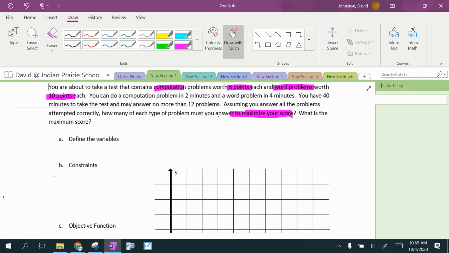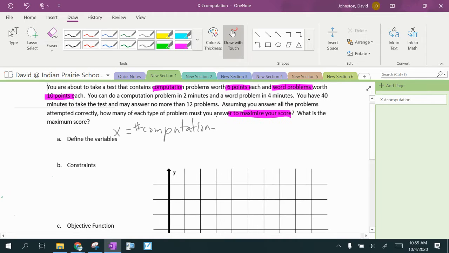Now I'm going to take that information to construct my objective function, but I'm also going to say, well, wait a second here. I also need to figure out what my variables are. If you notice, we're doing everything in terms of computational problems versus word problems, and that's a pretty good indicator that I'm looking at those as my variables. So I'm going to say that x equals the number of computational problems.